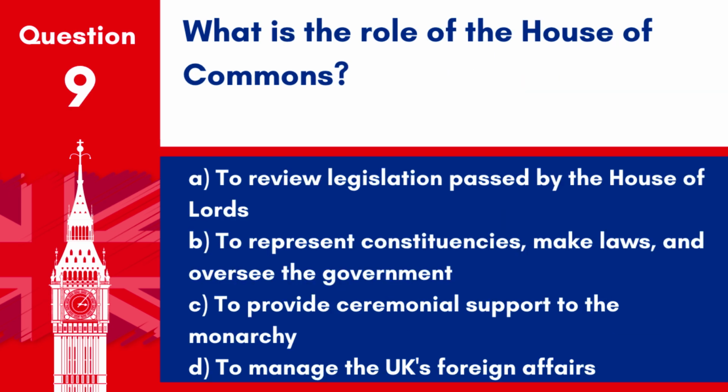Question 9. What is the role of the House of Commons? A. To review legislation passed by the House of Lords. B. To represent constituencies, make laws, and oversee the government. C. To provide ceremonial support to the monarchy. D. To manage the UK's foreign affairs. Answer: B. To represent constituencies, make laws, and oversee the government. The House of Commons plays a crucial role in representing constituencies, making laws, and overseeing the government through scrutiny and legislation.